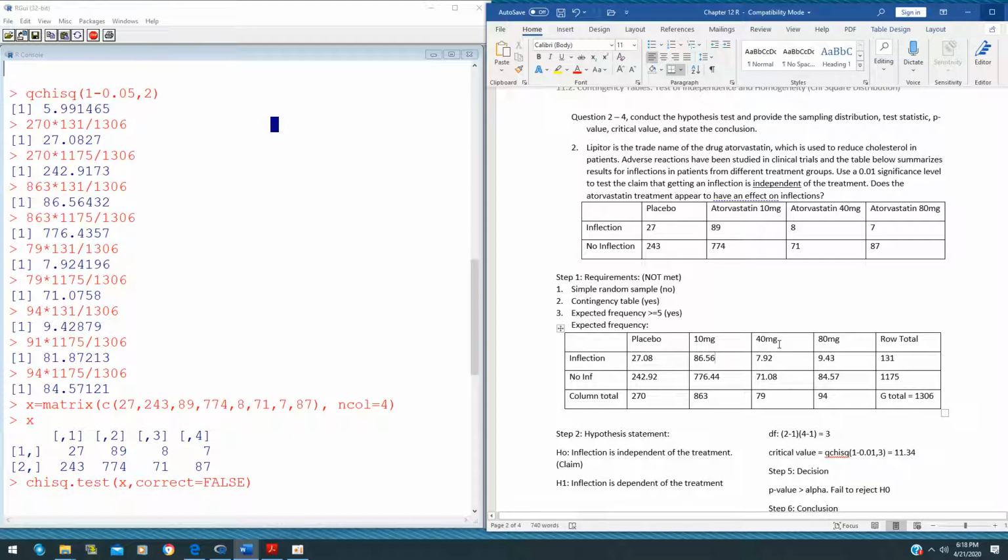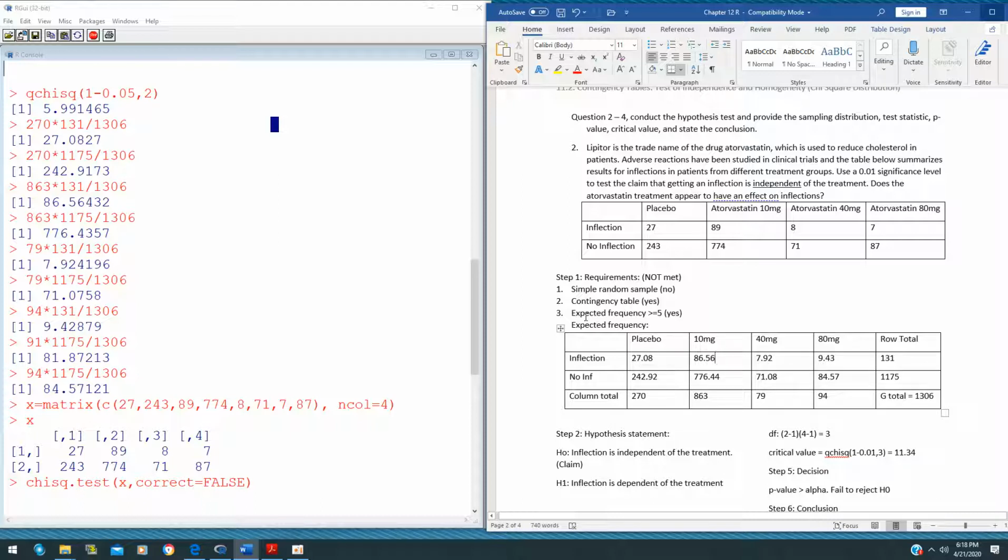776.44. And then for 40 milligrams with infections, you take 79 times 131 divided by 1306. That will give me 7.92. And then for 40 milligrams with no infections is 79 times 1175 divided by 1306. So that will give me 71.08. And then the last 2: 80 milligrams with infections, 94 times 131 divided by 1306, is going to be 9.43. And lastly, 80 milligrams with no infections, 94 times 1175 divided by 1306, you'll get 84.57.